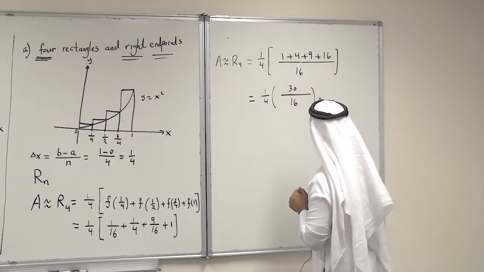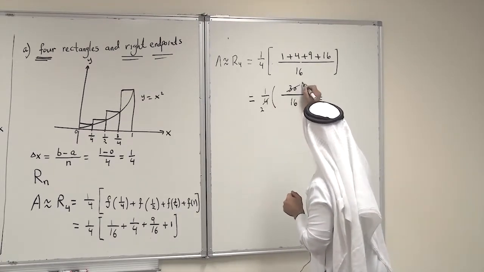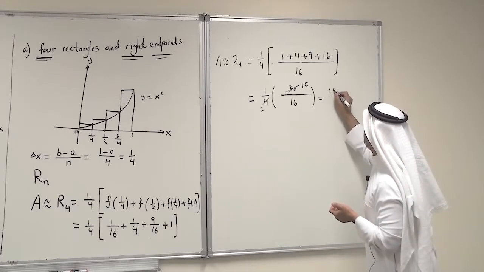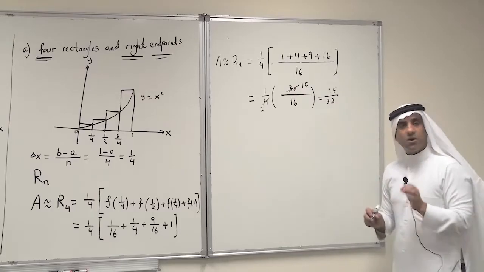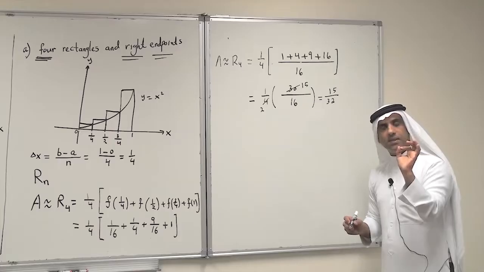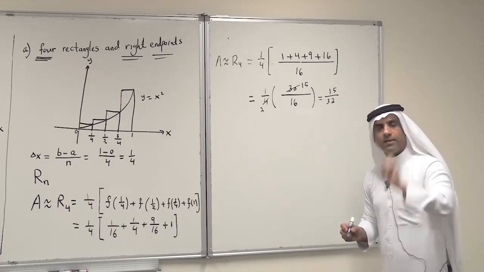30. If you simplify things by dividing by 2 here, you get 2. If you divide by 2, this will be equal to 15. So the final answer in this case will be 15 over 32. That is the so-called right endpoints approximation. In this example, we are using only 4 sub-rectangles.